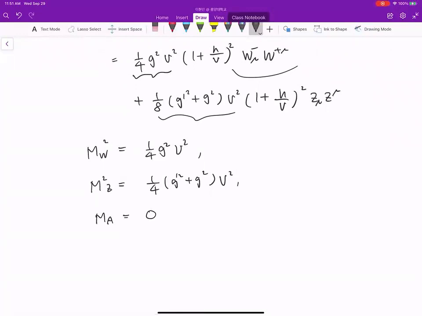So we can explain the difference between the weak force and the electromagnetic force. The electromagnetic force is long range, and the weak force is short range. Before that, all the gauge bosons are massless, but some of them get massive. The photon is massless.